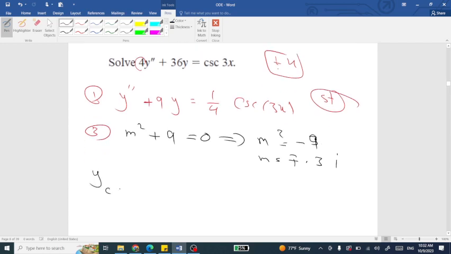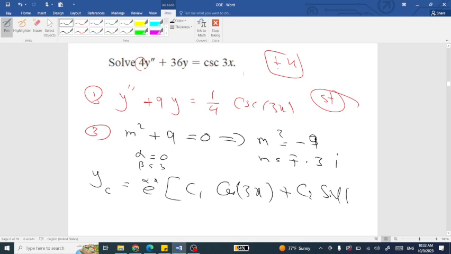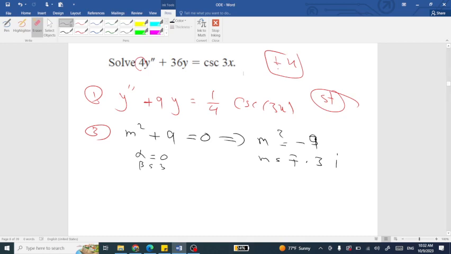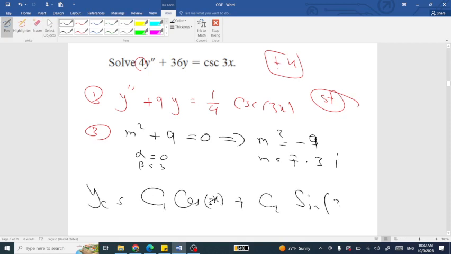So let me guess. Where's alpha? Where's beta? So e to the power alpha x, c1 cosine beta x plus c2 sine beta x. Am I right? E to the power 0 equals what? 1. So by default I will get yc equal to c1 cosine 3x plus c2 sine 3x. Is that clear? That was the second step.